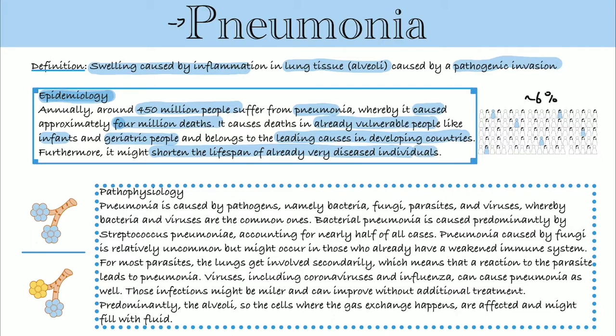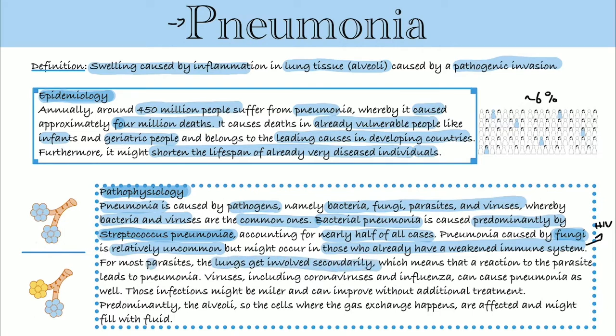But what is pneumonia and how is it caused? Actually, it's caused by pathogens, which can be either bacteria, fungi, parasites and viruses, whereby bacteria and viruses are the common ones. Now, bacterial pneumonia is caused predominantly by a bacterium called Streptococcus pneumoniae, accounting for nearly half of all the cases. Pneumonia caused by fungi is relatively uncommon, but it might occur in those who already have a weakened immune system, for example, if someone suffers from HIV. In general, fungal infections are more common in those who have a suppressed immune system.